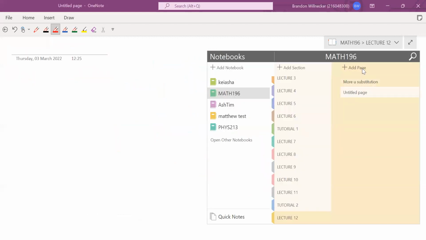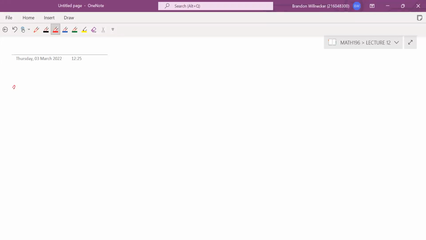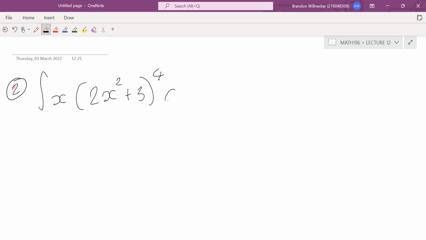Let's look at the next one. Number 2, we have the integral of x squared, just x, and then 2x squared plus 3 to the power 4 dx. This looks similar to what we handled before, but remember, if the exponent is 2, it's easy to expand out. We can write it as a polynomial. But here the exponent is 4, so it's a bit more difficult than that.